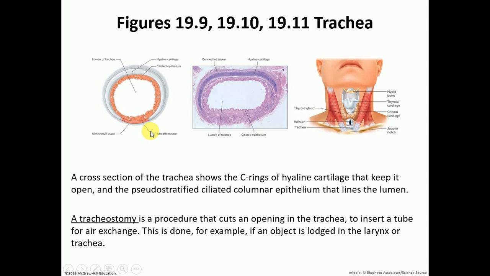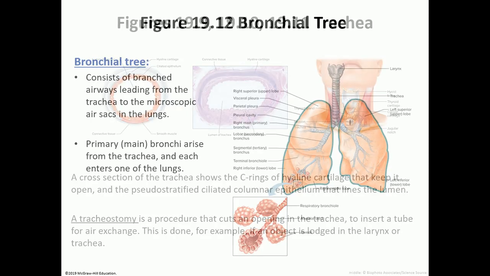Okay, so that is a C-section of the trachea. Okay, the tracheostomy, that would be making an incision or an opening into the trachea if somebody has something that is lodged or that is preventing air from entering into the trachea. At the level up here in the larynx, for example, we can make an incision into the trachea. That incision is known as a tracheostomy, and insert a little tube so that air could get into the lungs.